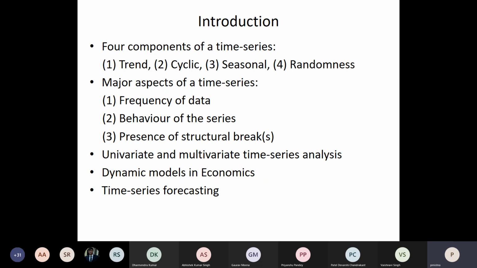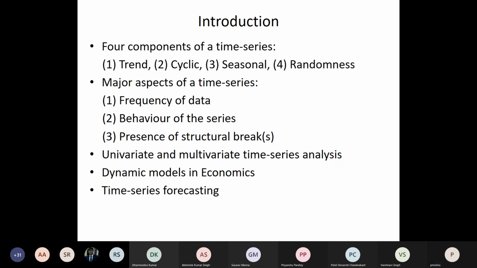So frequency of data is an important aspect in time series forecasting. What type of data we are using? Daily data, very high frequency data. There may be day-to-day fluctuations in the data. In many cases, what happens? Daily data are combined into weekly data into monthly data into quarterly data, and quarterly data into annual data. So one important aspect is frequency of data.